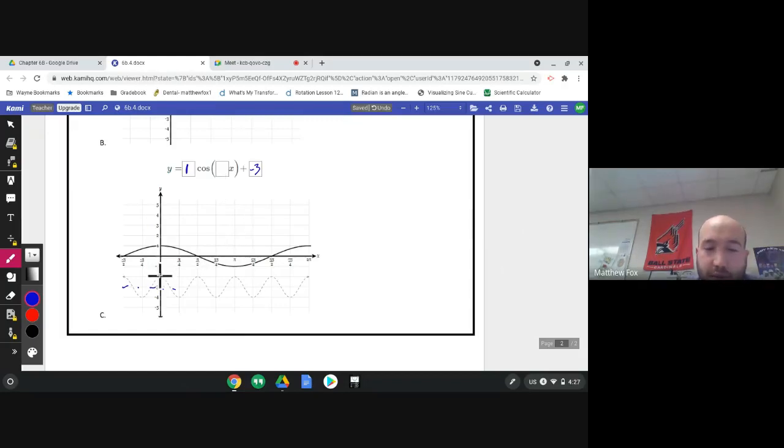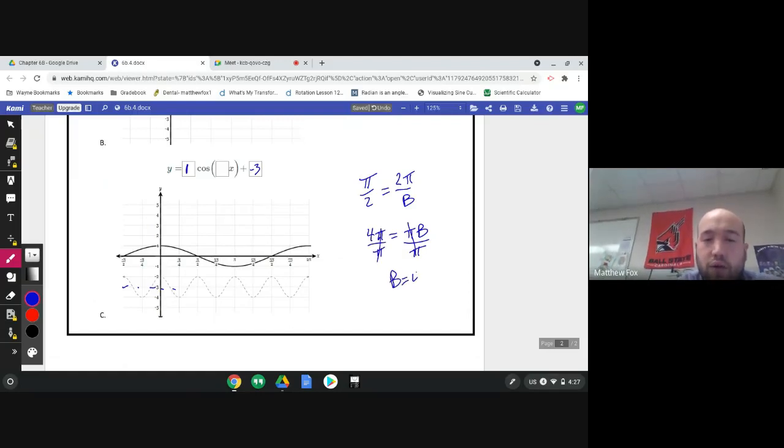So it starts here at the peak, it goes down and then back up. So pi over 2 right there, that would be 1 period. Now if pi over 2 is a period, we set that equal, as always, to 2 pi over b. We cross multiply, we're going to get 4 pi equals pi b. Here we'll divide by pi, those will cancel, divide by pi, that'll cancel, we're left with b equals 4. So then I fill that in and I'm done.